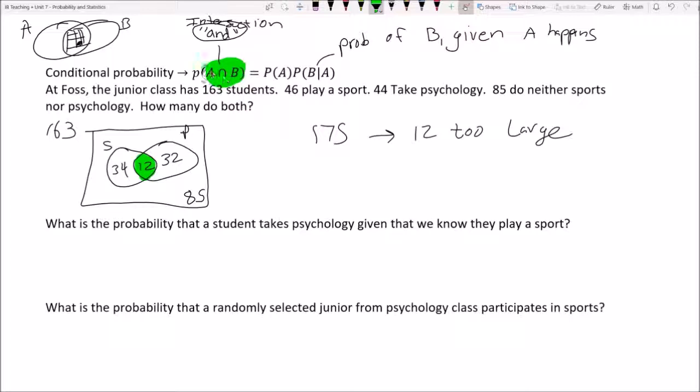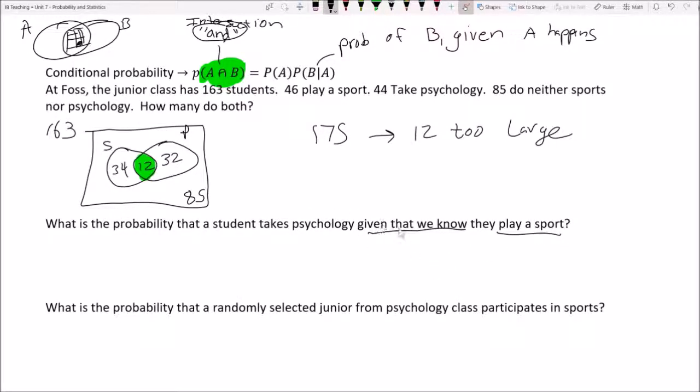Oh, one thing I forgot to mention. One way to keep this straight and remember that symbol: you see how if you just put a little cross across it like that, it looks like the letter A, which goes as and. That's how you can remember conceptually what it is. So let's get to the conditional probability now. What is the probability that a student takes psychology given that we know they play a sport?